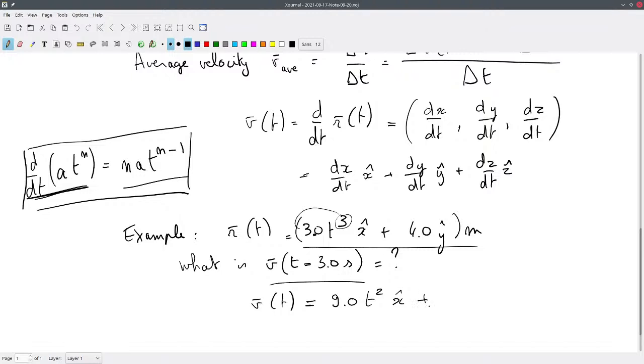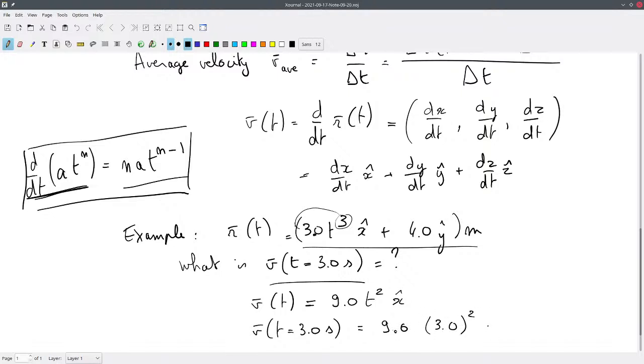And then now here we have our factor 4, a constant, which really is t to the 0, right? If that's t to the 0, there's no time dependence here, and we put 0 in front and multiply with 0, we'll find 0. So there's no y component to the velocity. The velocity is entirely in the x direction. And so now when we plug in t is 3.0 seconds, that will be 9.0 times 3.0 squared.